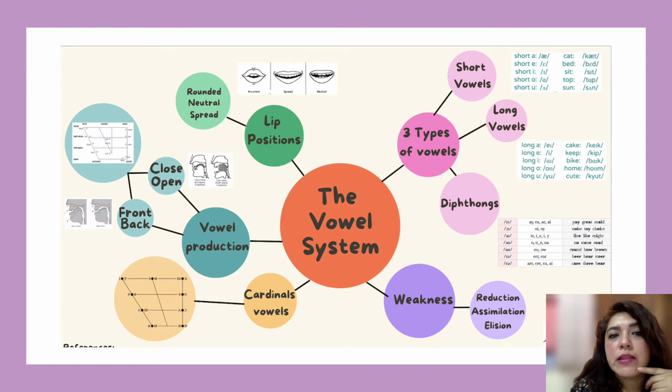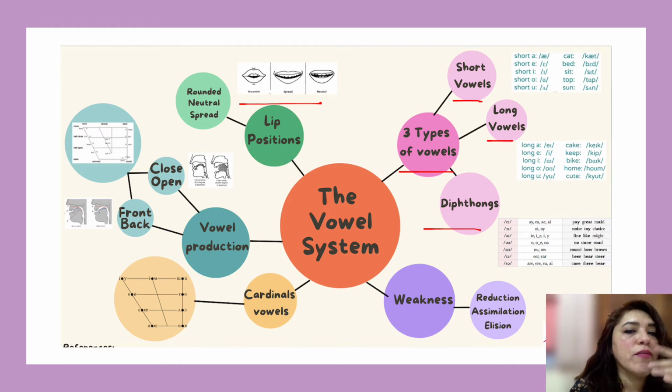Another interesting topic that we learn here is the vowel system. We know that there are three types of vowels: the short vowel, the long vowel, and the diphthongs. According to the lip position, we have different kinds of sounds. If we put the lips rounded, neutral, or spread, we have different kinds of sounds. Also, the vowel production depends on the tongue and the vocal cords, whether they are open or closed and in front or back, so we produce that.